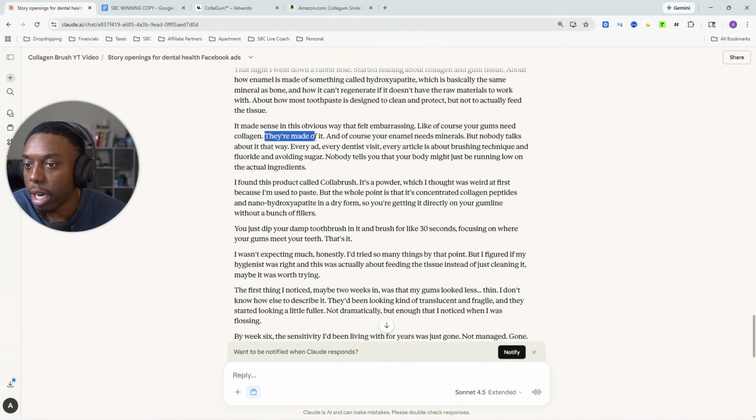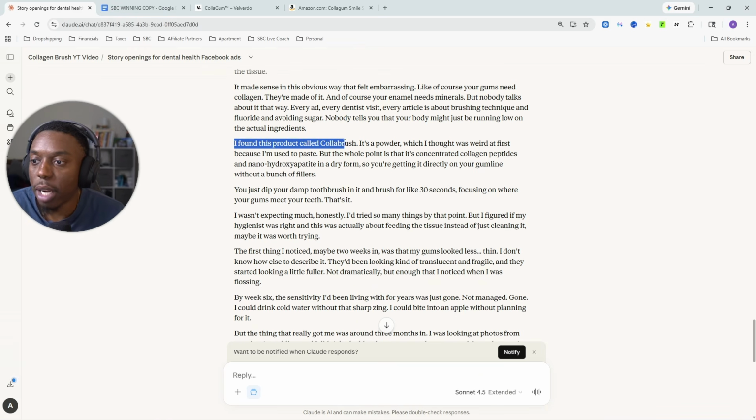Right? So your teeth and your gums are actually made of it. And of course your enamel needs minerals, but nobody talks about it that way. Every ad, every dentist visit, every article is about brushing technique and fluoride and avoiding sugar. No one tells you that your body might just be running low on actual ingredients. So back to my point, right? We want to create copy that lets people in on a secret. So I found this product called Collar Brush.